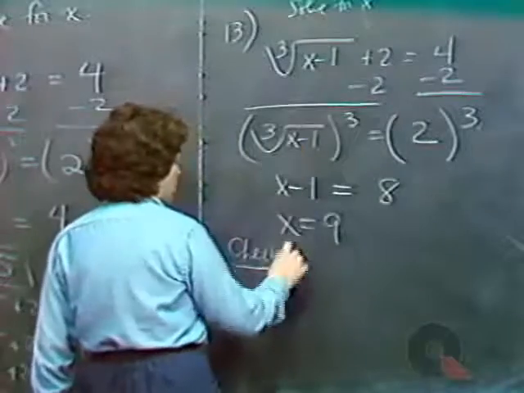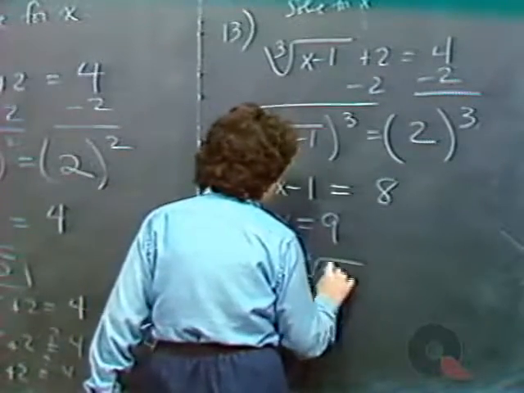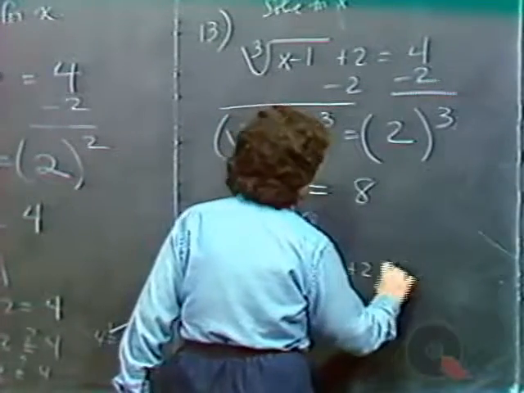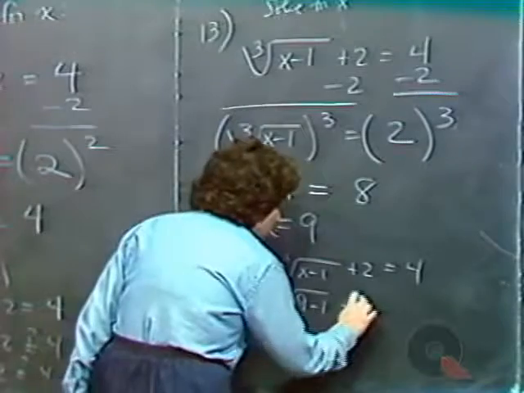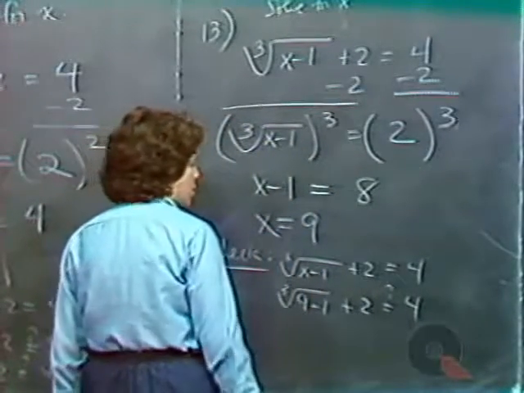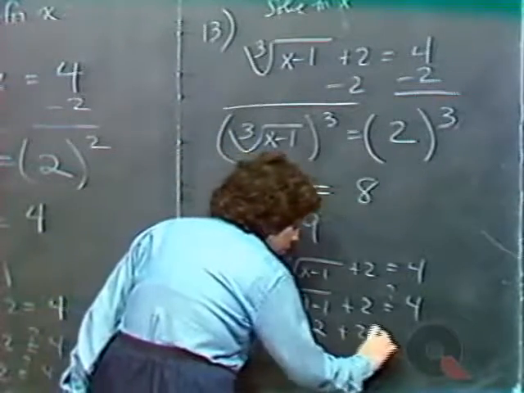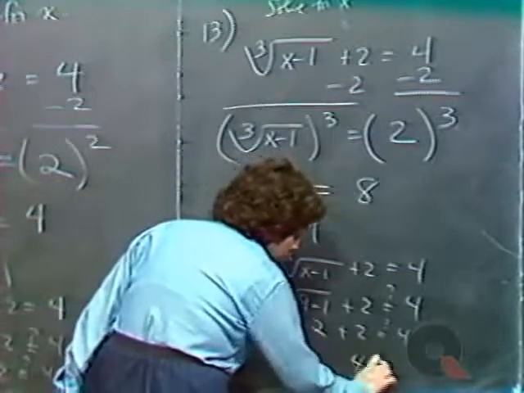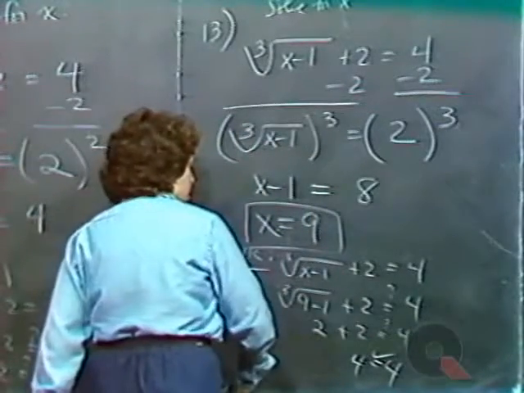And then checking in the original equation, the cube root of x minus 1 plus 2 equals 4. The cube root of 9 minus 1 plus 2 should be equal to 4. The cube root of 9 minus 1 is the cube root of 8. The cube root of 8 is 2, plus 2 should be equal to 4. And of course, that checks out. So x equals 9 is the solution.